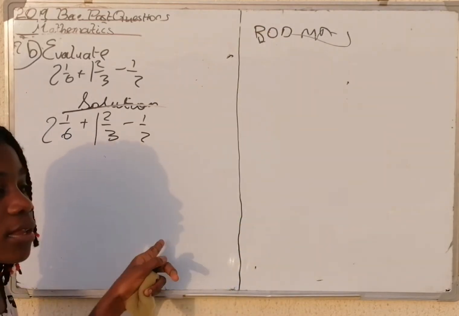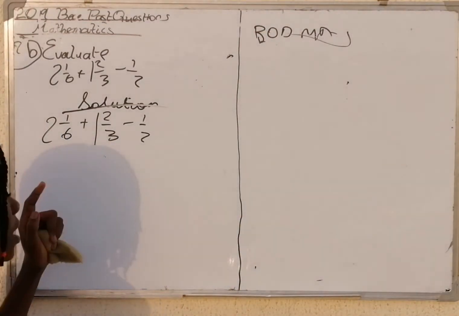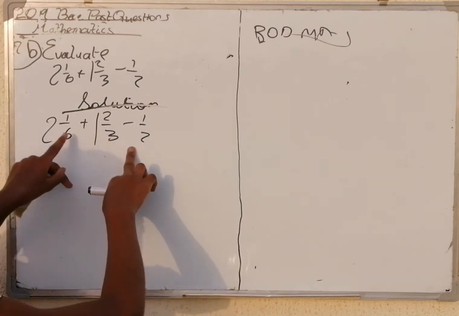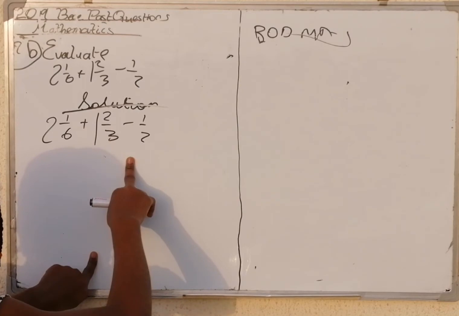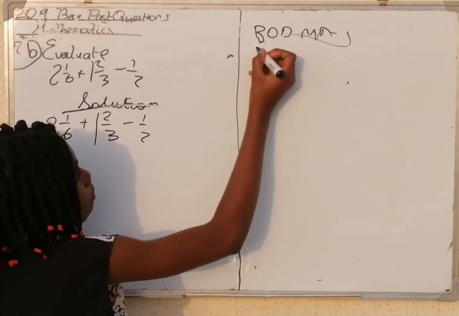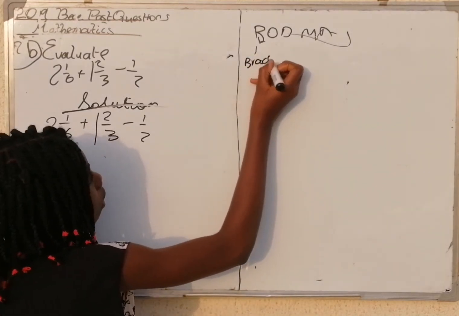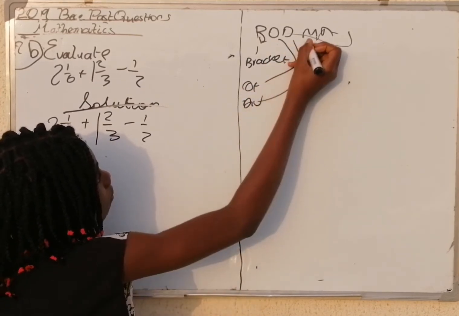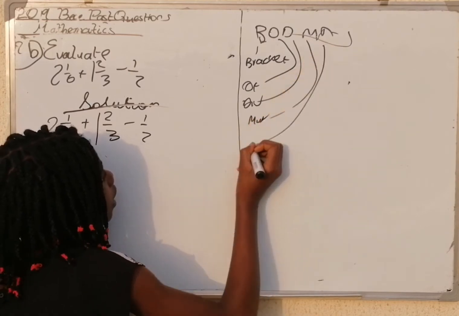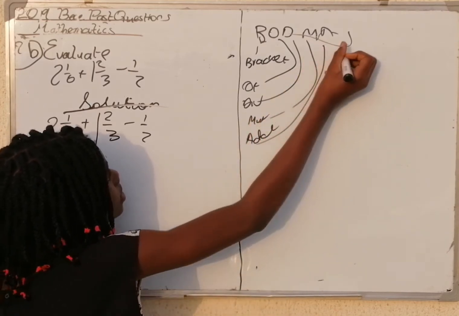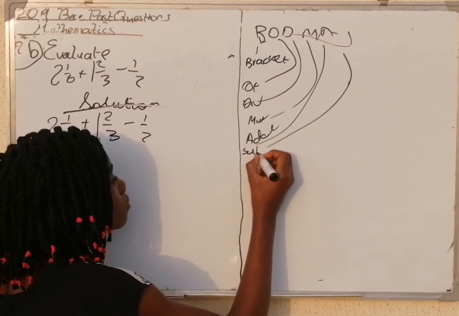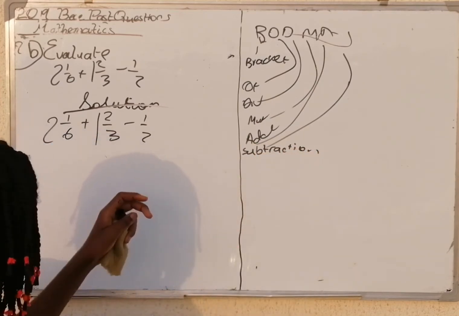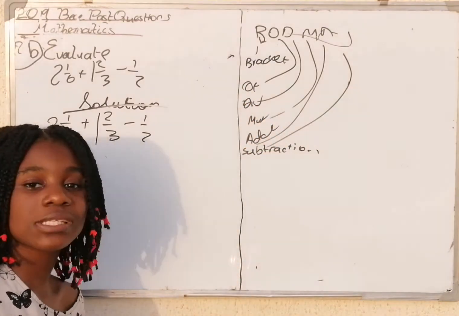whenever we are solving an expression with different signs. So there are two signs here, which is plus and minus. So BODMAS means brackets, of, division, multiplication, addition, and subtraction. So this is the order in which expressions are to be solved.